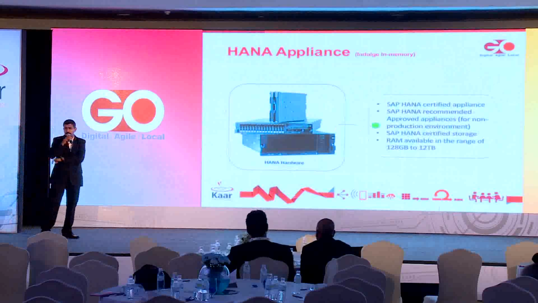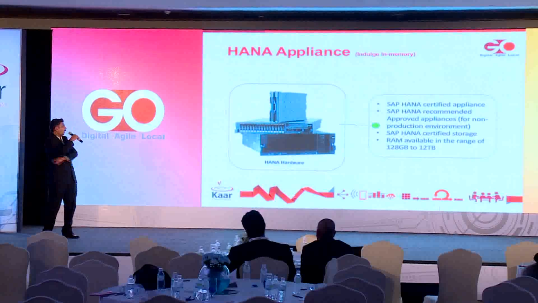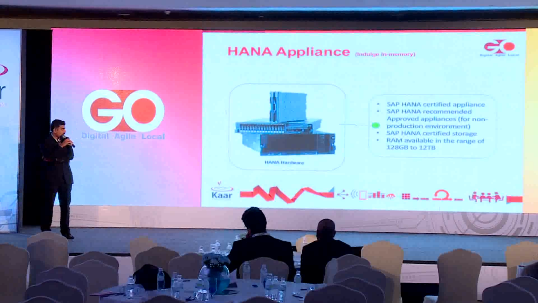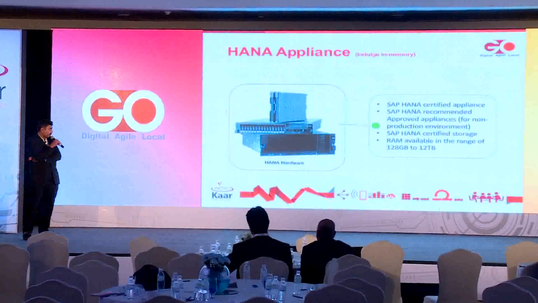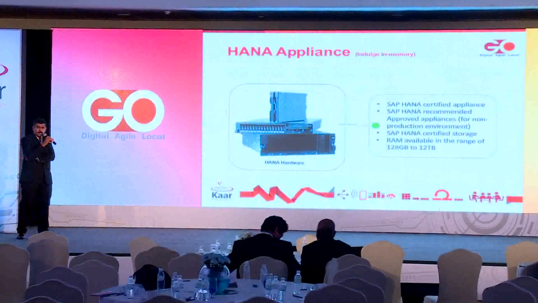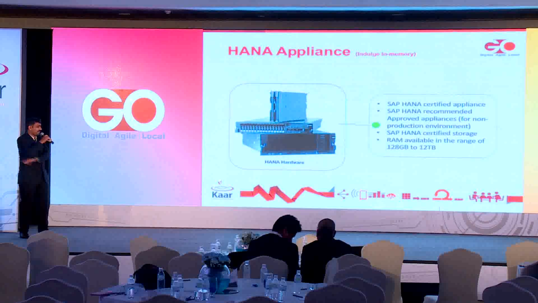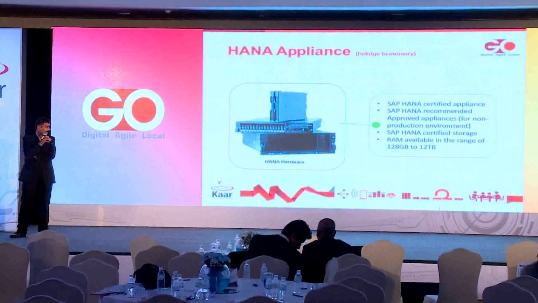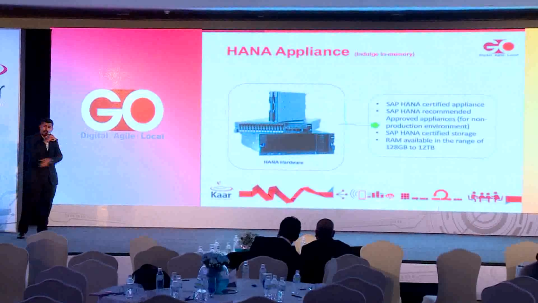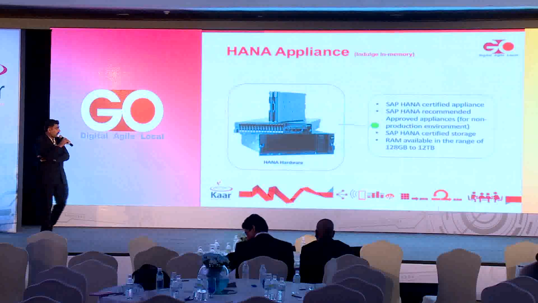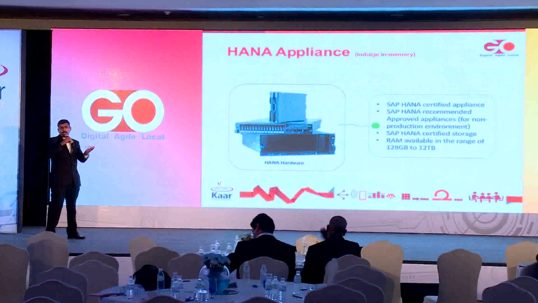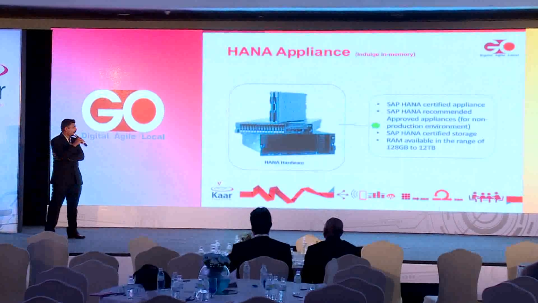One is the HANA certified appliance, which is what we have showcased now. Second is the SAP HANA recommended appliance, which is also available. This is not recommended for production. They are recommending a minimum of 8 cores with 128 GB of RAM and 256 GB of disk space, with Intel processor architecture. It's for approved use, not for a production environment. So if a customer wants to develop a test environment or POC, yes, they can opt for this.